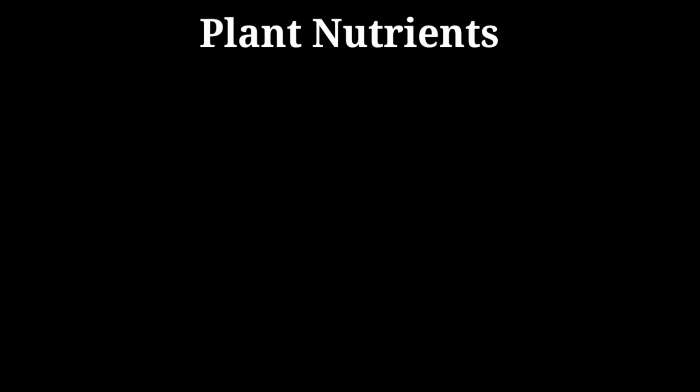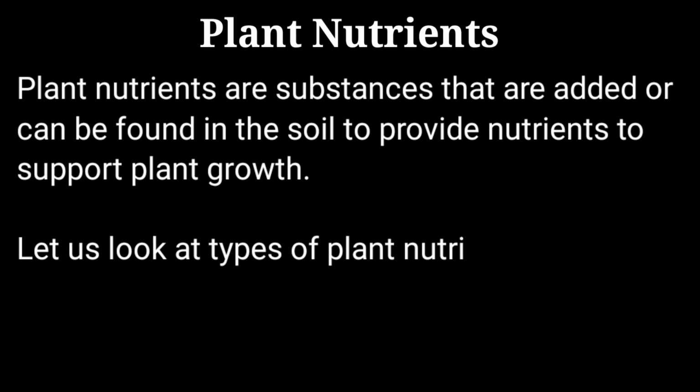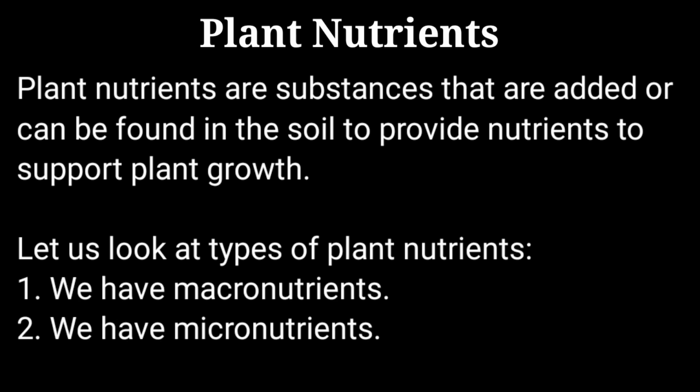All right, let us look at plant nutrients as a subtopic. The plant nutrients, they are substances that are added or can be found in the soil to provide nutrients to support plant growth. Let us look at types of plant nutrients. Number one, we have macronutrients. Number two, we have micronutrients.